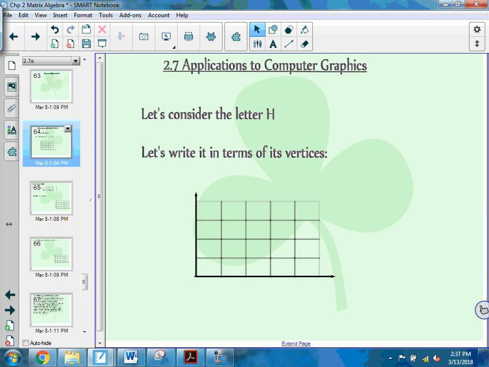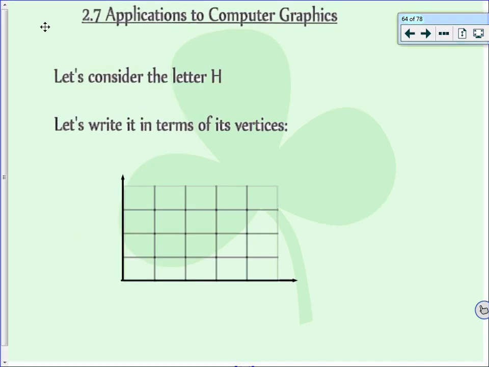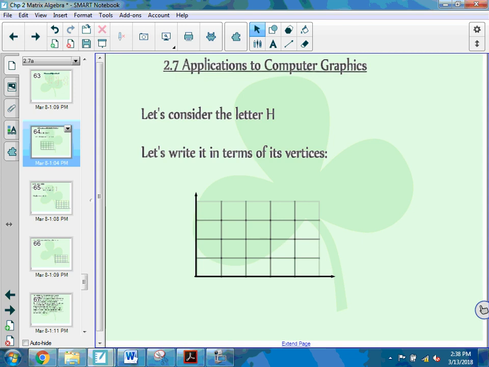So, we are going to talk about how to use matrices to program first in 2D. We're going to talk about it in 2D, and then we're going to talk about it in 3D. And we're going to focus first on the letter H. And we're going to modify the letter H using matrices. So we're going to write the letter H in terms of its vertices. It's a nice letter, so it'll be fun.